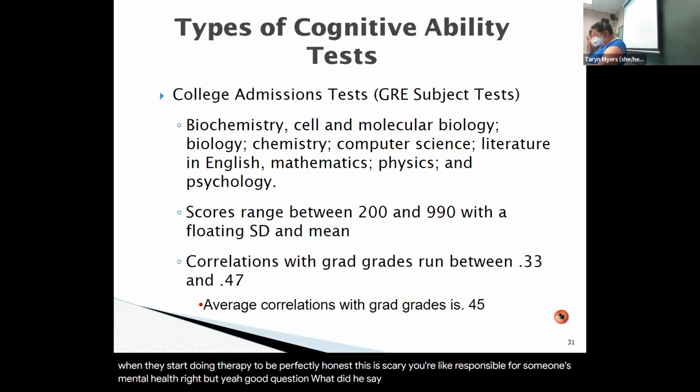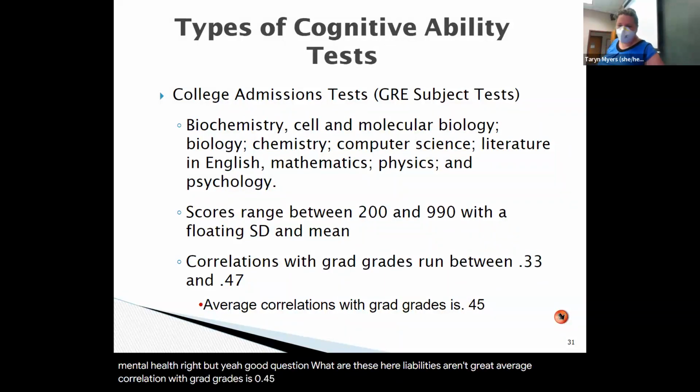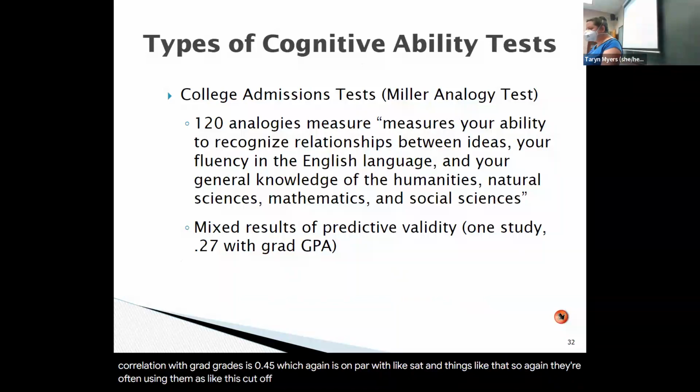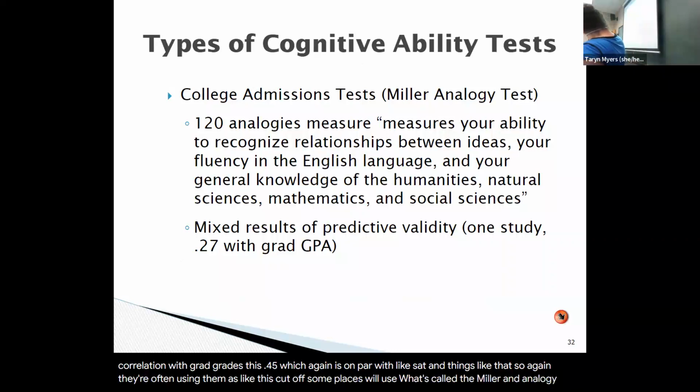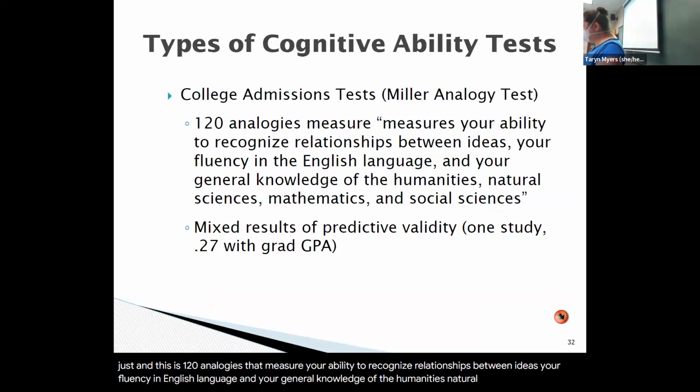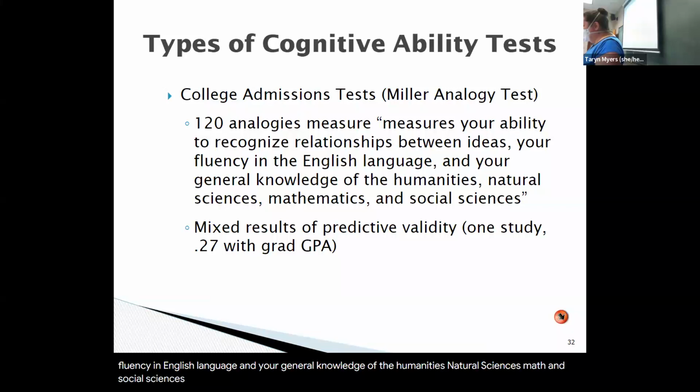And the validities and the reliabilities here aren't great. Average correlation with grad grades is 0.45, which again is on par with the SAT and things like that. So again, they're often using them as a cutoff. Some places will use what's called the Miller Analogy Test. This is 120 analogies that measure your ability to recognize relationships between ideas, your fluency in the English language, and your general knowledge of the humanities, natural sciences, math, and social sciences. Validity is 0.27 with graduate GPA.